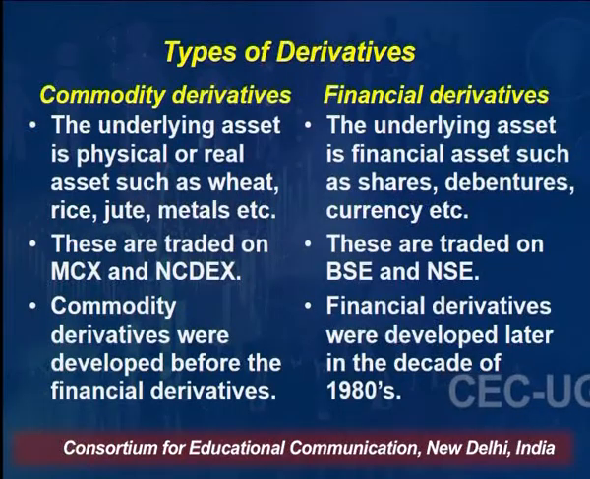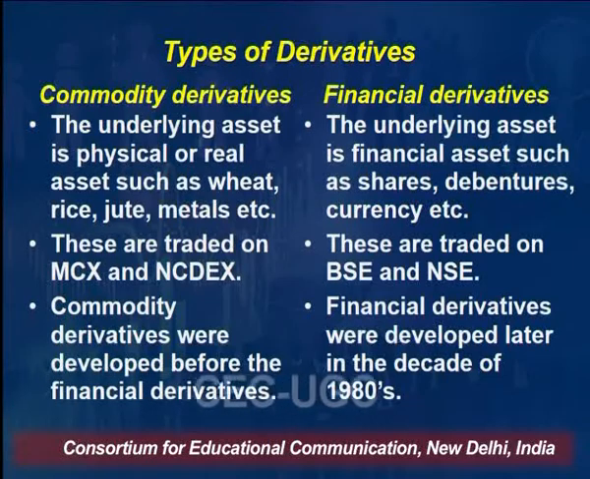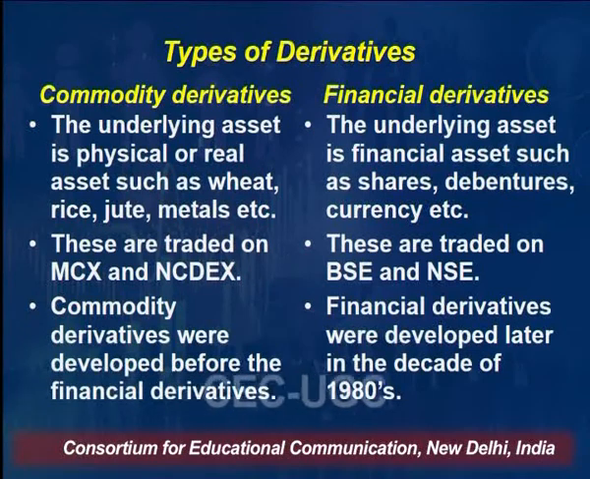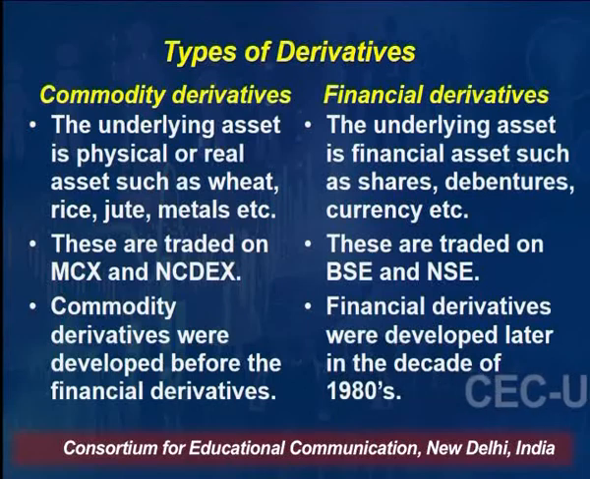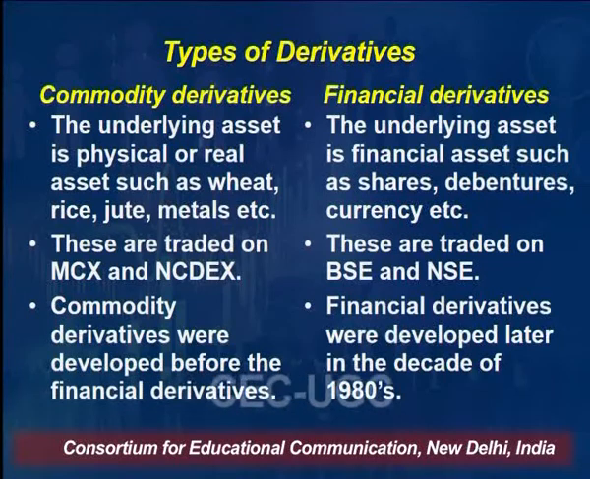Commodity derivatives are mainly for commodities, like agri-commodities such as wheat, rice, jute, and metals, gold, silver, oil, copper. Derivatives of commodities and real estate, which we call real assets, are called commodity derivatives. Financial derivatives are of financial assets like shares, debentures, currency, interest rate, exchange rate and index. These are called financial derivatives.